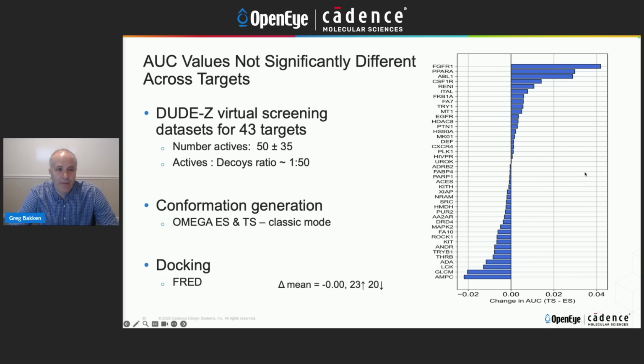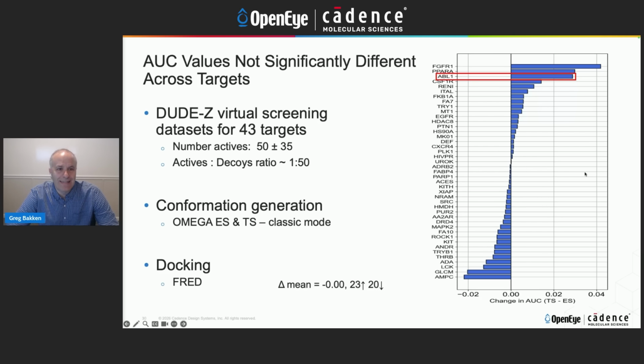And if we look at the 43 targets individually, we can see towards the top, we have some targets where Thompson sampling is doing a little better. And toward the bottom, we have some targets where exhaustive sampling is doing a little better. But if we look at the magnitude of the changes on the x-axis, they're pretty small. These are very close to each other. So across the set of 43 targets, we can say that we have a lot of confidence that Thompson sampling is behaving equivalently to exhaustive sampling.